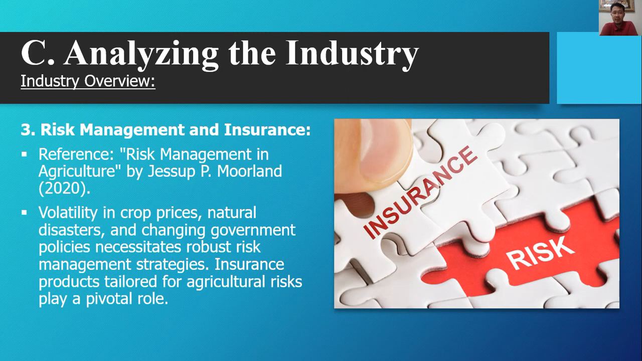And also risk management and insurance, the volatility in crop prices. So that's why you need to have an insurance for your crops, natural disasters, and changing government policies. And it necessitates robust risk management strategies. So the insurance product tailored for agricultural risk plays a pivotal role to ensure that when these things happen, you can be able to get back in your operation.